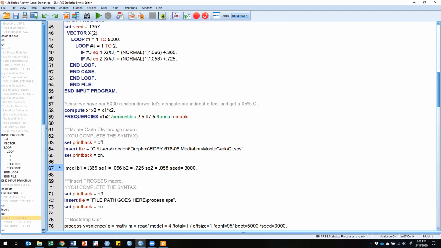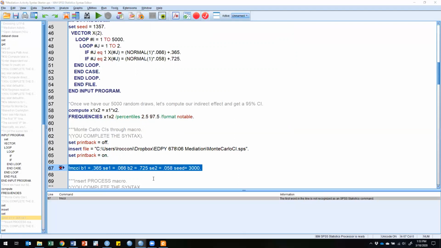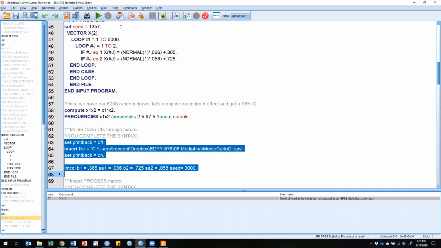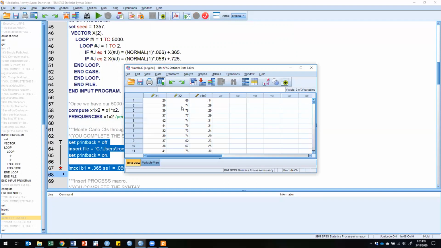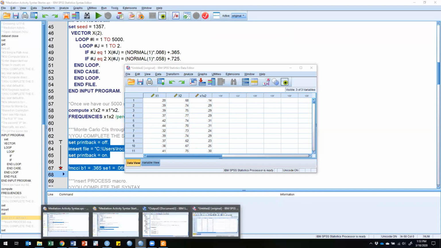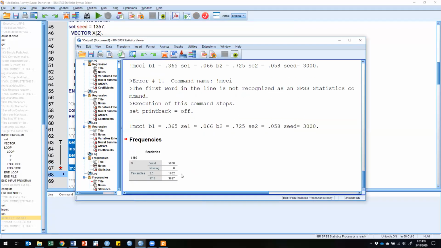You give the coefficient estimate for path A and its standard error, the coefficient estimate for path B and its standard error, and then you can just set a random number seed. You can leave this part out if you want. Oops, I must not have run this. There we go. And then here we go. We have our confidence interval again on our indirect effect.